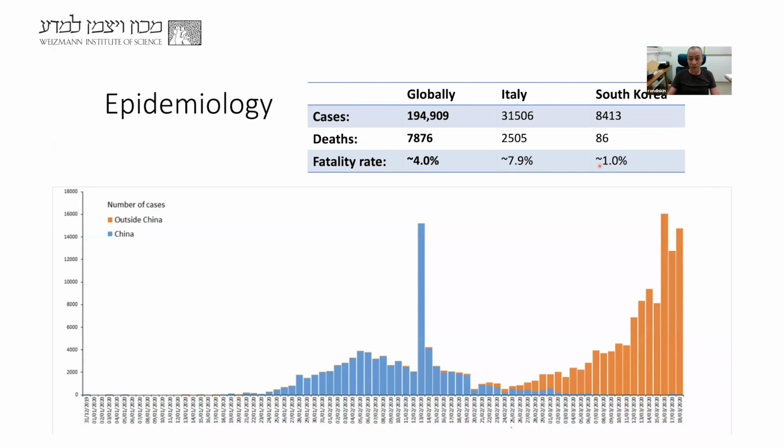We know that there is a shortage in Italy in intensive care units, and this is probably why we see such high mortality rates. But if patients are able to get proper care, then the mortality rate is significantly lower.